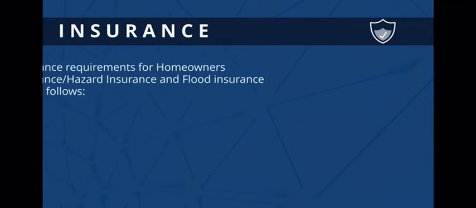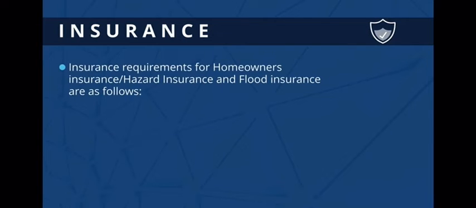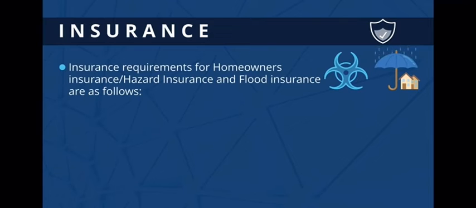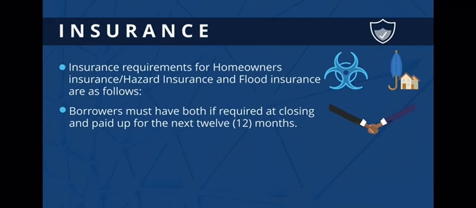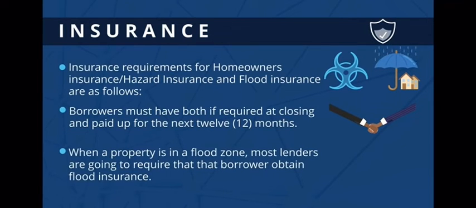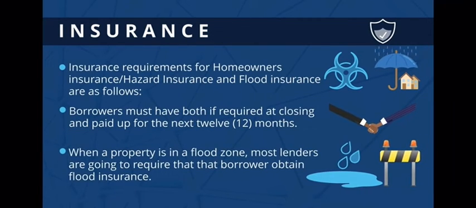Insurance. Insurance requirements for homeowners insurance, hazard insurance, and flood insurance are as follows. Borrowers must have both if required at closing and paid up for the next 12 months. When a property is in a flood zone, most lenders are going to require that the borrower obtain flood insurance.